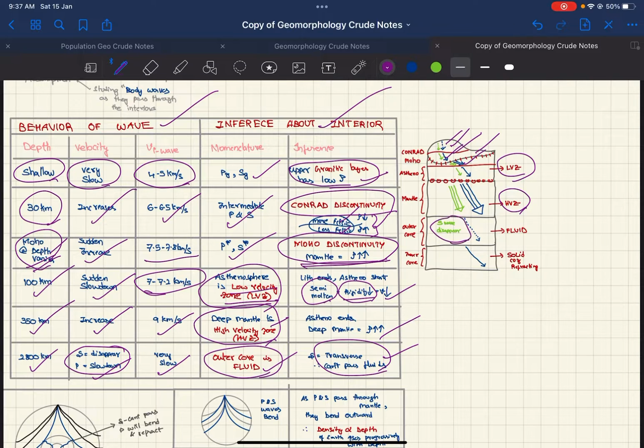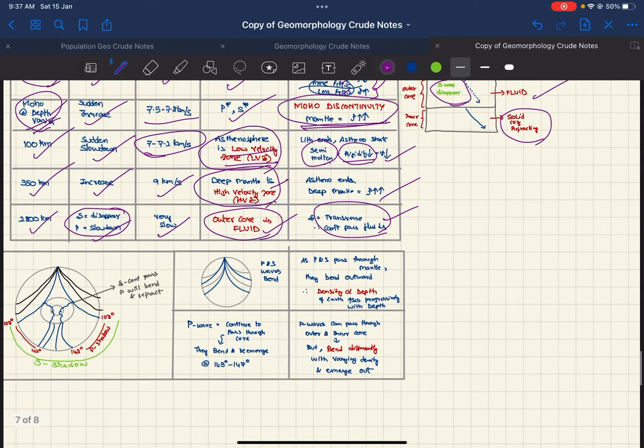Later, S wave will disappear because outer core is fluid. Later, the P wave refracts, showing us that inner core is solid. So this is the S shadow zone and this is the P shadow zone. Remember 103 and 143. Because inner core is solid, the P waves will refract, hence this will be the shadow zone for P. Since P and S waves are continuously bending from here to here, we can infer that with depth, density also increases. And the P waves bend at the inner core, therefore we can say that inner core is solid.